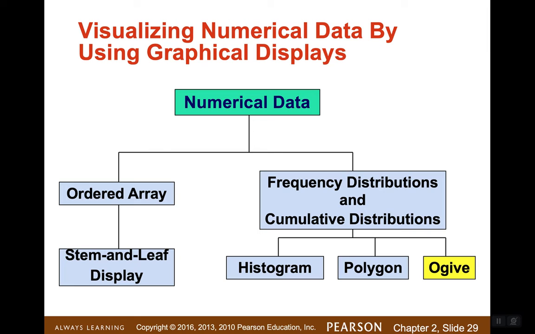And here's what we're going to do for numerical data. We have numerical data, we have our ordered array, which is just our data sorted into an order. And the recommendation is to use a stem and leaf display for our chart. In truth in advertising, I've never used a stem and leaf display. There may be circumstances where that would come into play. I have used frequency distributions and cumulative distributions, and used histograms and polygons.